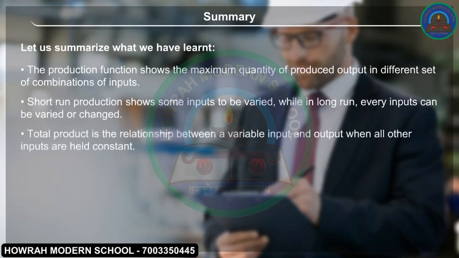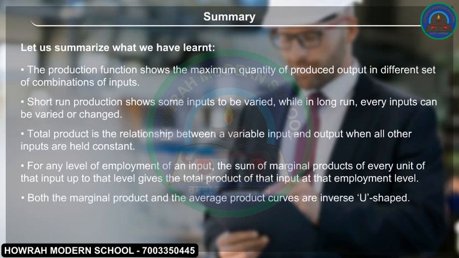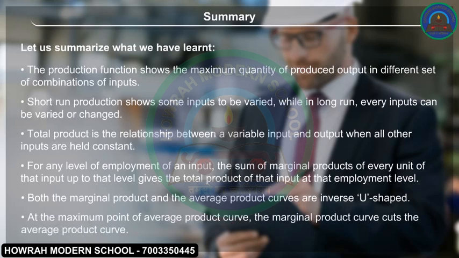Total product is the relationship between a variable input and output when all other inputs are held constant. For any level of employment of an input, the sum of marginal products of every unit of that input up to that level gives the total product of that input at that employment level. Both the marginal product and the average product curves are inverse U-shaped. At the maximum point of the average product curve, the marginal product curve cuts the average product curve.